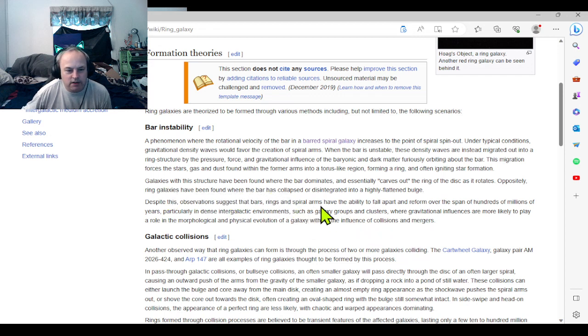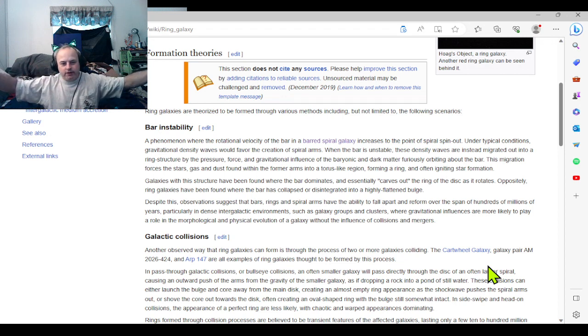The galaxy has the ability to fall apart and reform over the span of hundreds of millions of years. So it can actually collapse, and then collapse completely into the center, and then it becomes one big, large mass in the center of the galaxy, and then it spreads itself out over again.